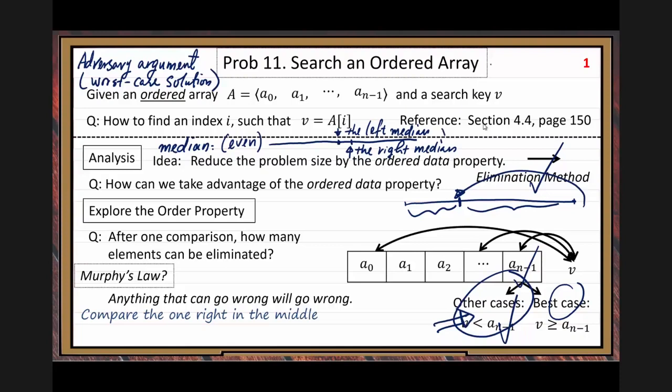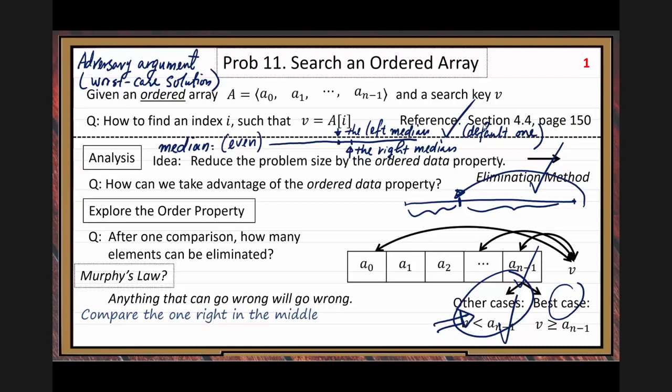The left median is the default median. If we do not say left or right, the left median is the default. Take the left median, because in this way you have the certainty.